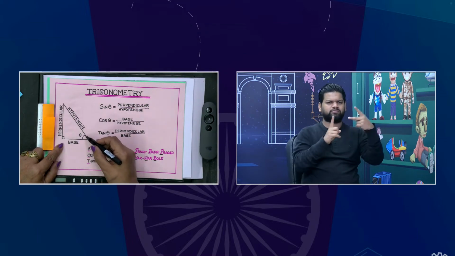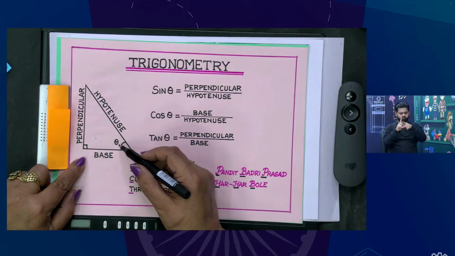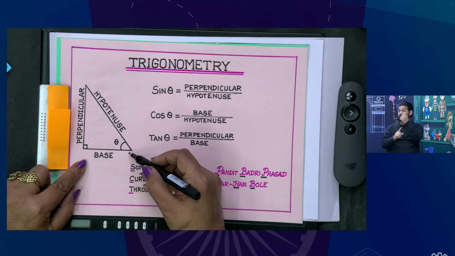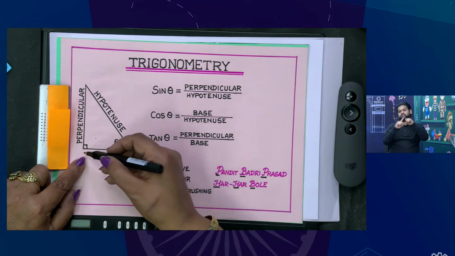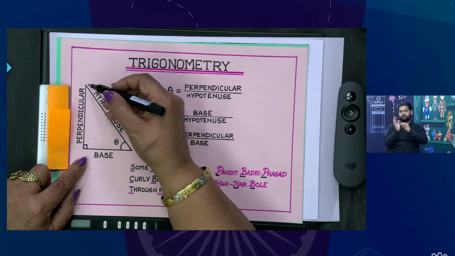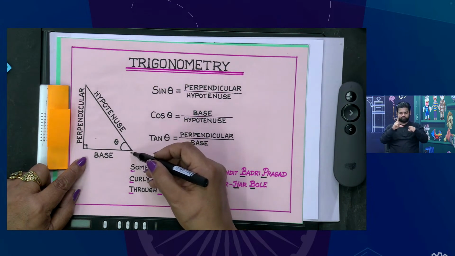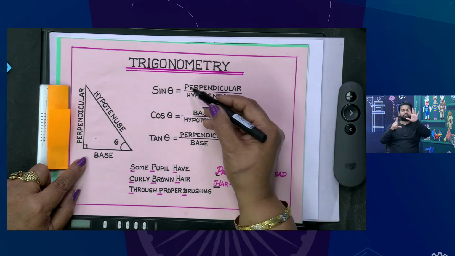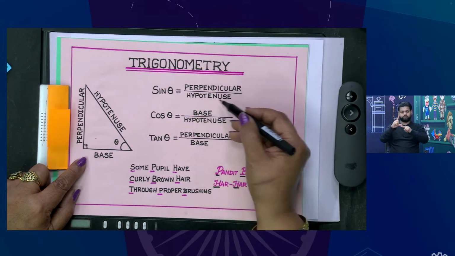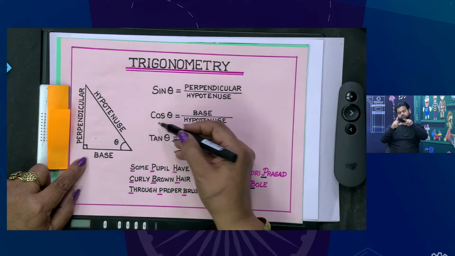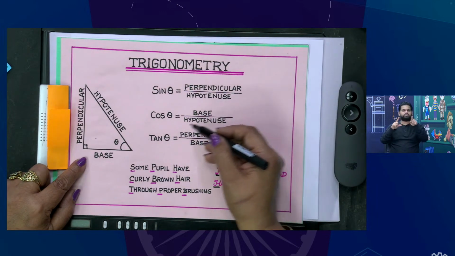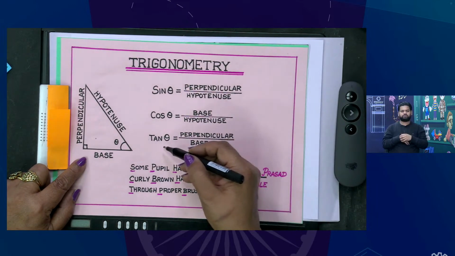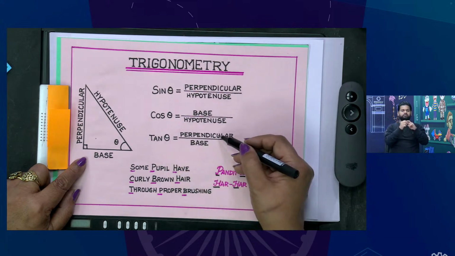This is the angle theta. Okay, we have this symbol, Greek symbol, to represent angle theta. This is base, which is also known as adjacent side, and this forms the perpendicular, and the longest side is hypotenuse. Okay, so what is sin theta, children? It is perpendicular upon hypotenuse. Okay, what is cos theta? Base upon hypotenuse. And tan theta, Kusumji, is perpendicular upon base.